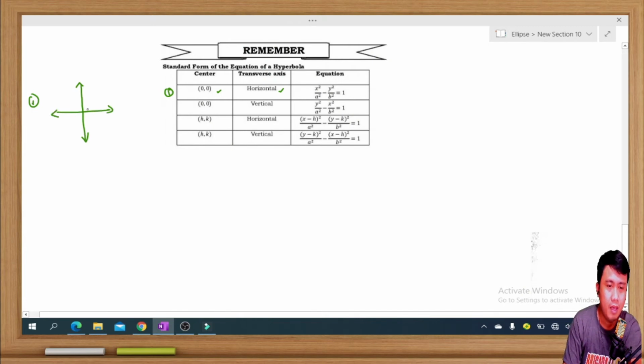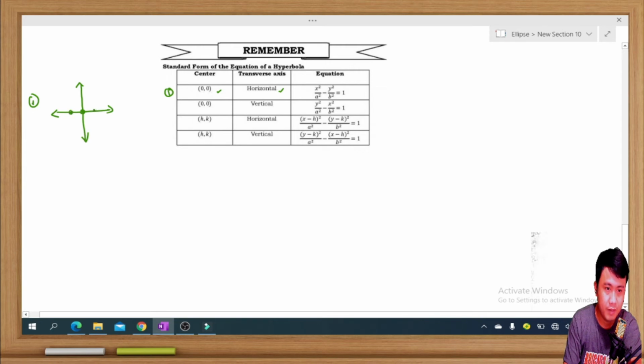Okay? And sabi dito, center is 0, 0. So, nasa gitna yung center. And the transverse axis is horizontal. Ibig sabihin, nandoon yung ating mga vertices sa horizontal. Nandun din sa line na yon, of course, yung ating foci.